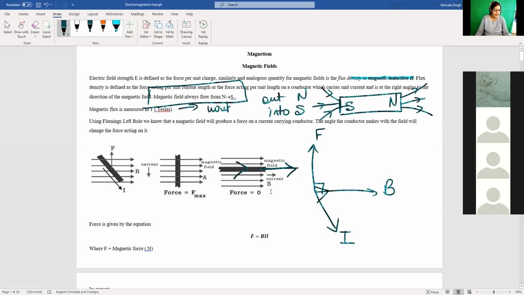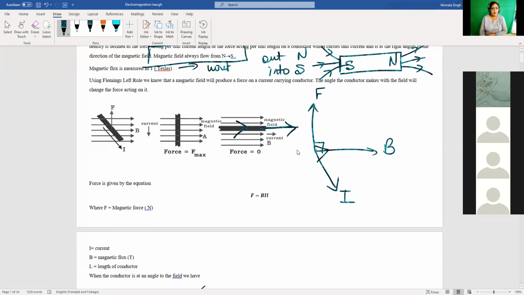Force is given by the equation F = BIl, where B is your magnetic flux density, or your magnetic strength in simple terms.